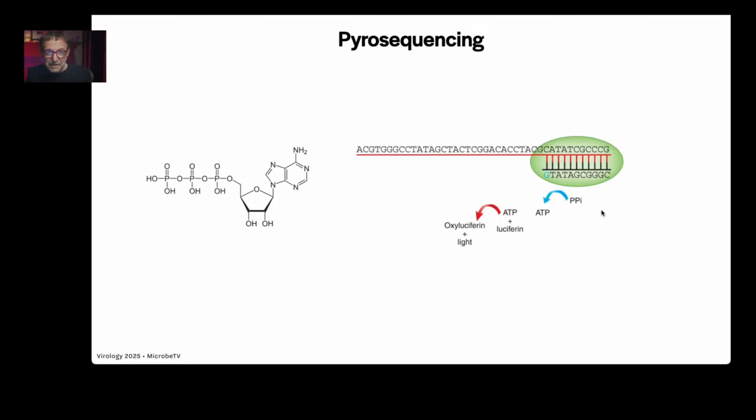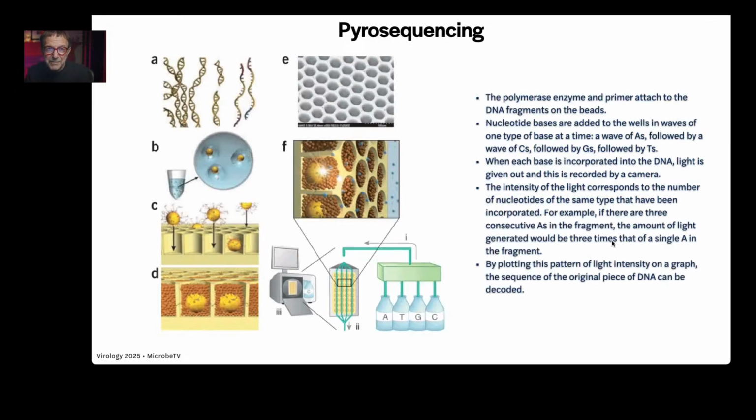So you don't need radioactivity and you don't need dideoxy. You just are measuring the sequencing happening at each step. So that's pyrosequencing. But the way it actually is done in the machine is amazing. So you start with DNA. You break it up into small fragments and you make them single-stranded.